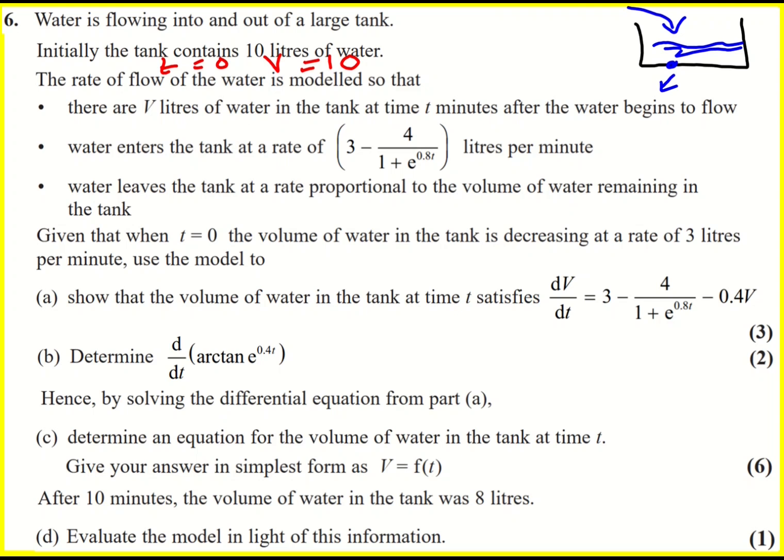And we're told that there are V liters at time t, and that water enters the tank at this rate here. So that is actually going to be dV in by dt. That's the rate of change, that's the rate of increase due to it entering. But it's also leaving the tank, so that's going to be dV out by dt. And this is proportional to the volume of water remaining, so I'm going to write that down.